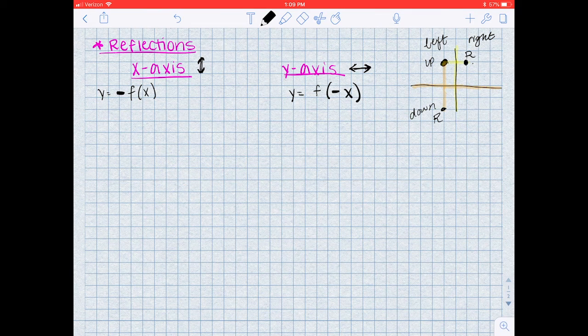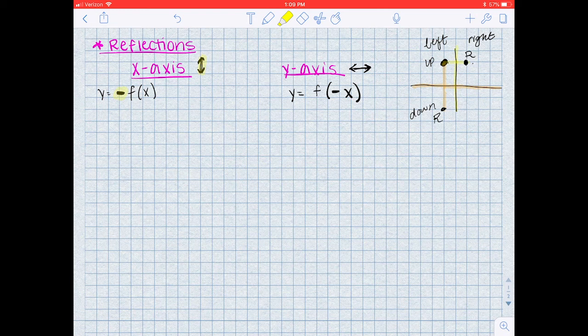And I find this helpful because I actually want to relate it to moving up, down, left, right. When I move up to down, like if I'm moving up a certain number of units or down a certain number of units, we put the plus or minus sign on the outside of the parent function. Likewise, when I'm reflecting across my x-axis, I'm moving in an up-down direction, I put the multiplying of a negative on the outside of the parent function.